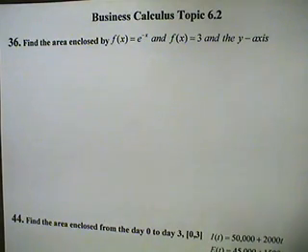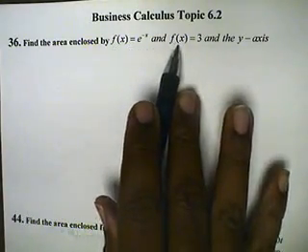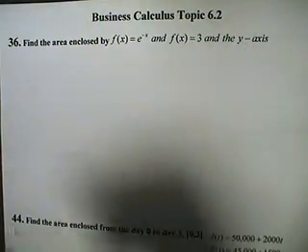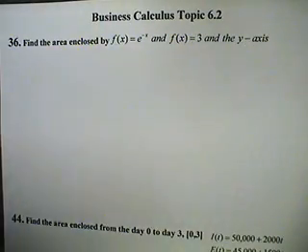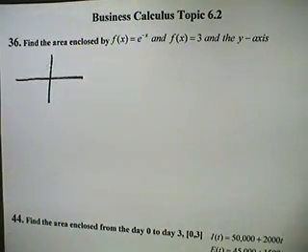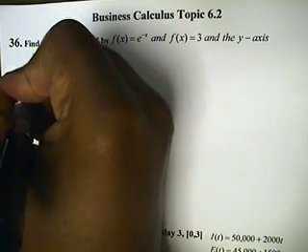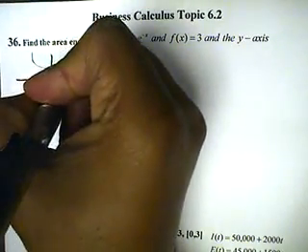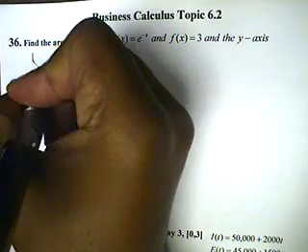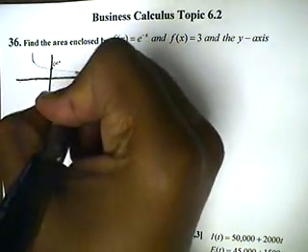Business Calculus, Topic 6.2. We're finding the area enclosed by the function e to the negative x, the function 3, and the y-axis. Okay, so let's draw that up. E to the negative x is a curve that goes from rapid to slow decay, and it goes through (0, 1). And it's also asymptotic to y equals 0.